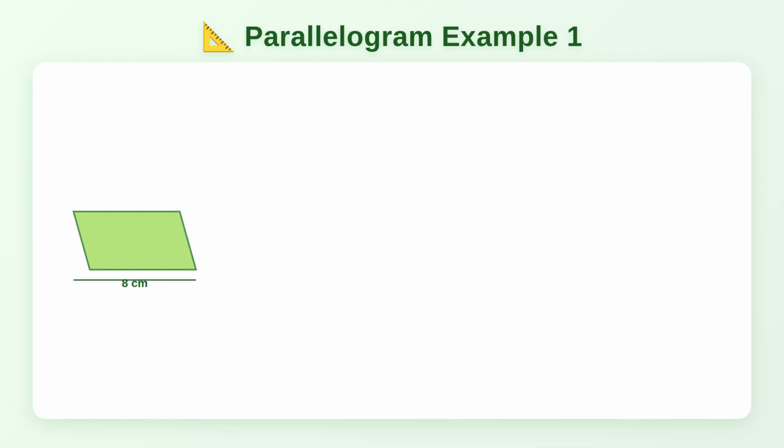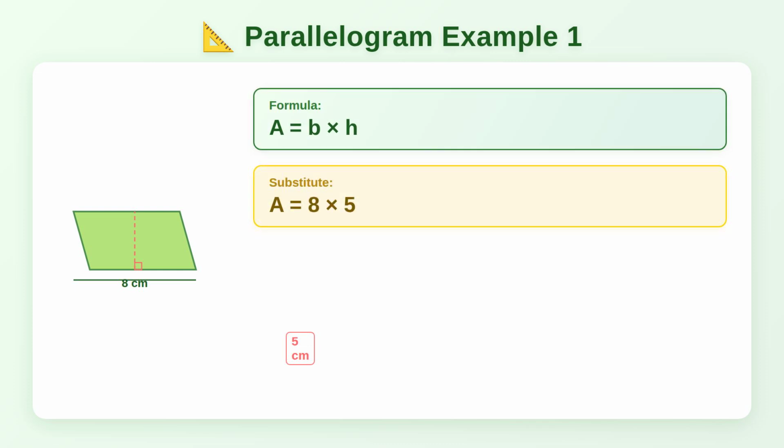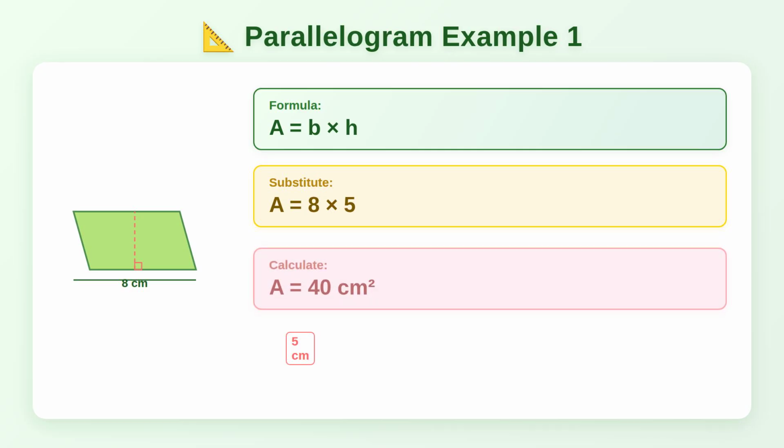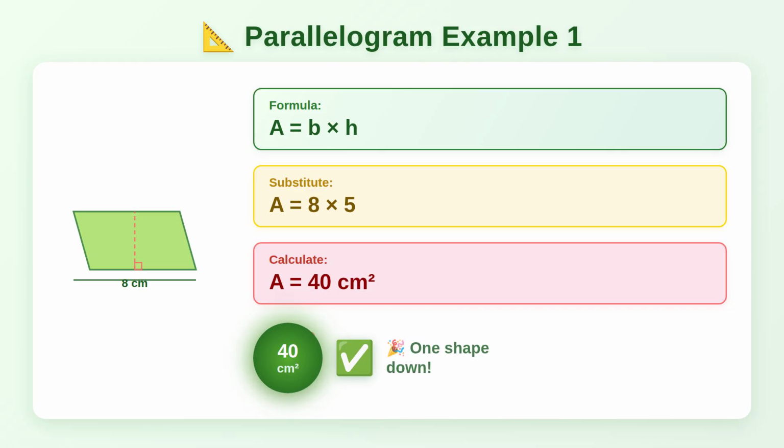Okay, let's try Maya's first practice problem. She has a parallelogram with a base of 8 centimeters and a height of 5 centimeters. Remember, we use the formula area equals base times height. So we write A equals 8 times 5. Now let's multiply. 8 times 5 equals 40. So the area is 40 square centimeters. Notice we write square centimeters. That's cm squared, because area always covers a two-dimensional space. Maya writes it down and smiles.